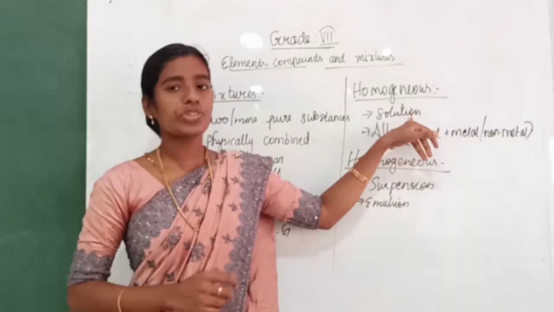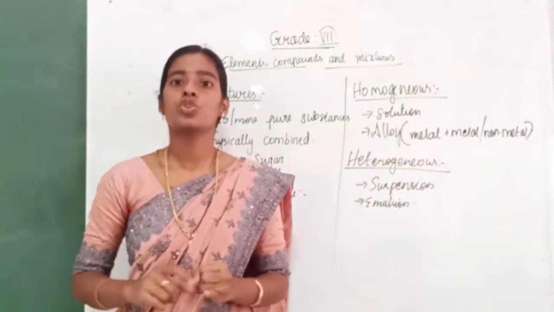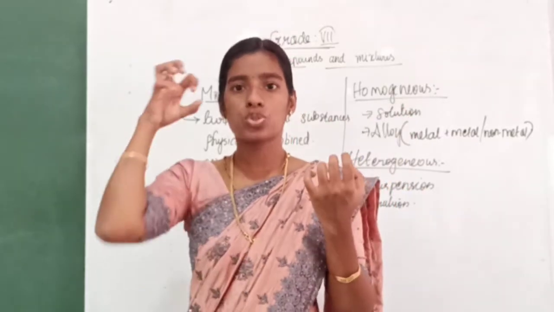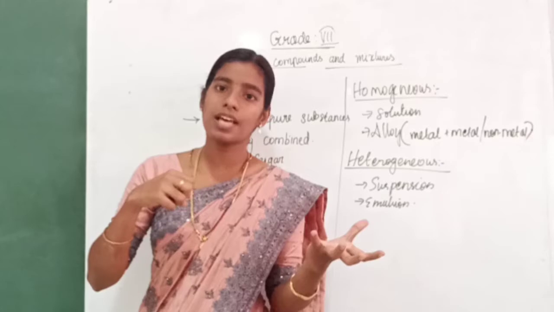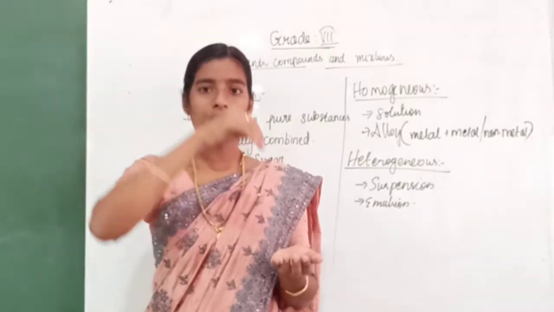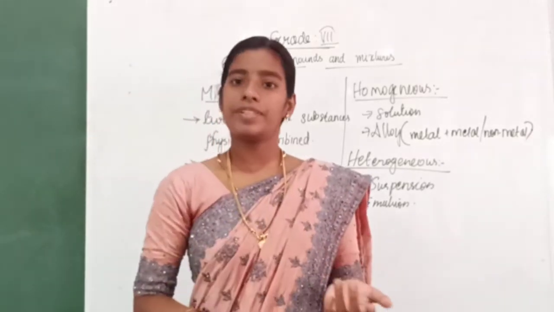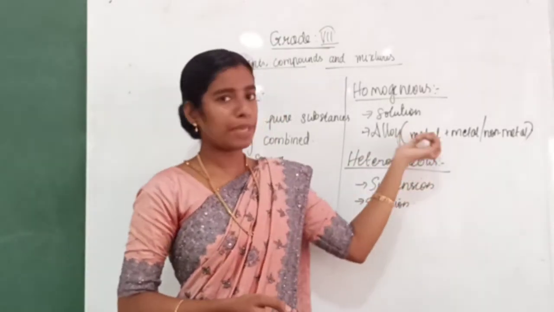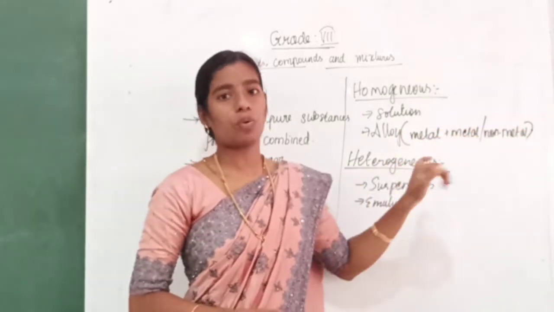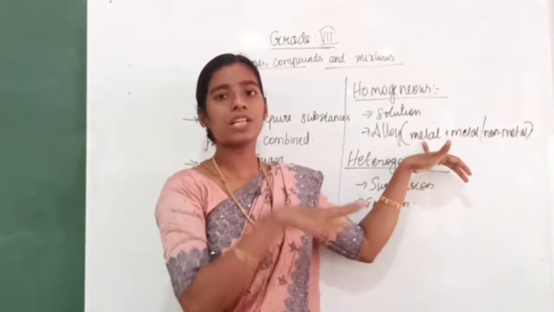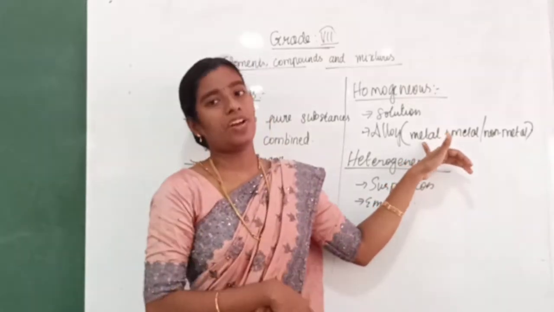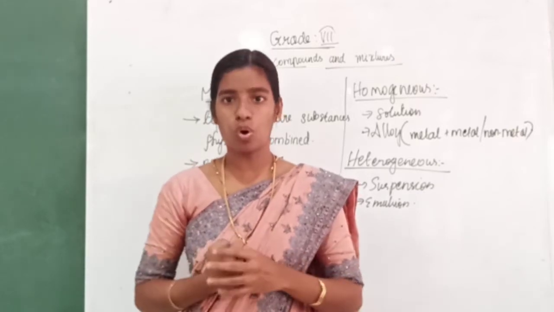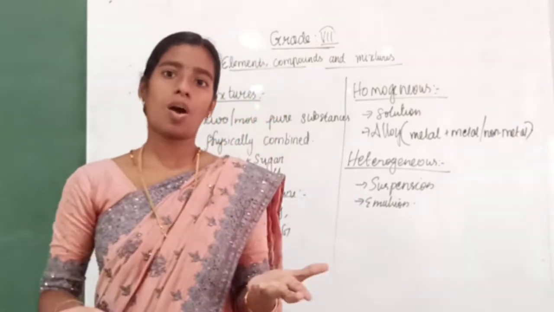So, a solution contains two substances, that is solute and solvent. When you consider this sugar solution, sugar is a solute and water is a solvent. You have to put the solute in the solvent and dissolve it. Next is alloys. An alloy is a mixture of metal plus metal or non-metal. One should be metal. With this metal you can add metals or non-metals. For example, when you consider an alloy of gold, it contains gold and copper.